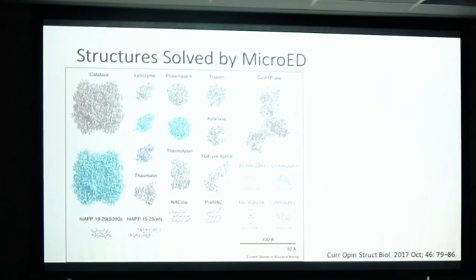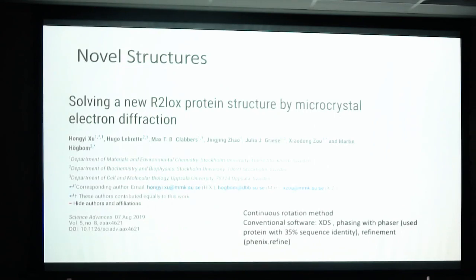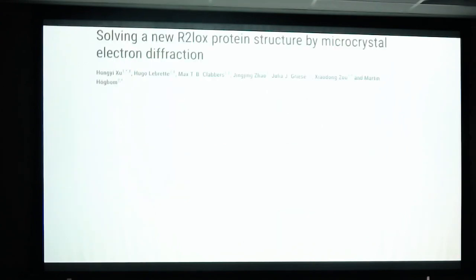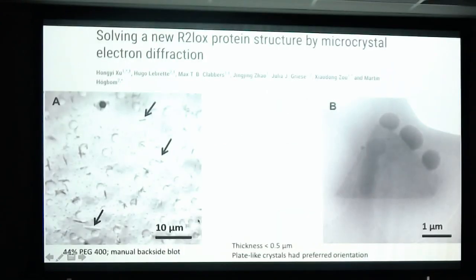Finishing up, with the structures solved by MicroED, one issue is that for the most part, they've already all been solved by other means. So a lot of it has been proof of concept rather than new things. It came out last year, there was a structure where they did solve a novel protein structure by electron diffraction. They used continuous rotation. The method they used standard X-ray refinement software.